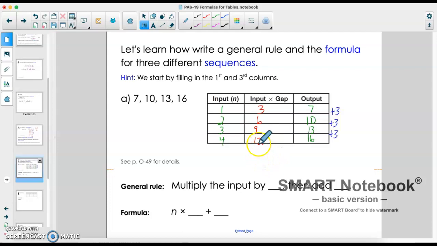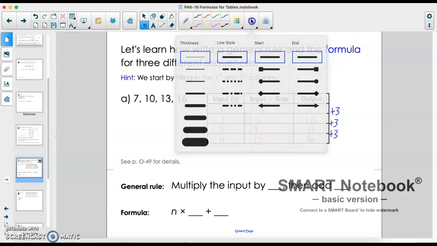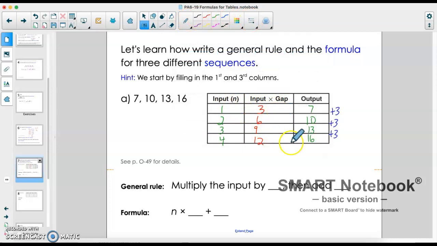Now, what we have to do from that is look at this middle column and say, okay, multiplying by the gap number, in this case times 3, only got me to 3. To get from 3 to 7, what I need to do is then do some addition or subtraction. In this case, I need to add 4 to all of these numbers, right? So I multiply the input or the term number by the gap. Then I look at what I have to add or subtract.